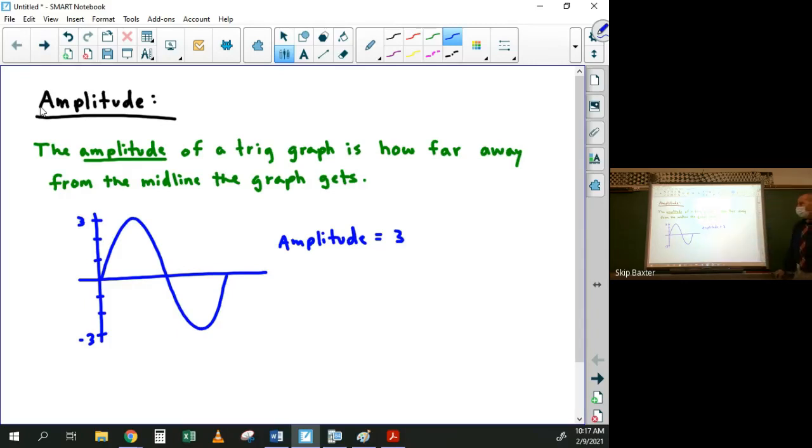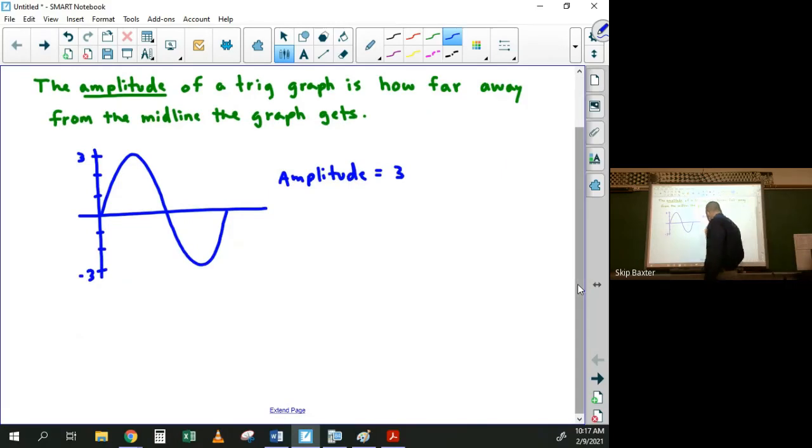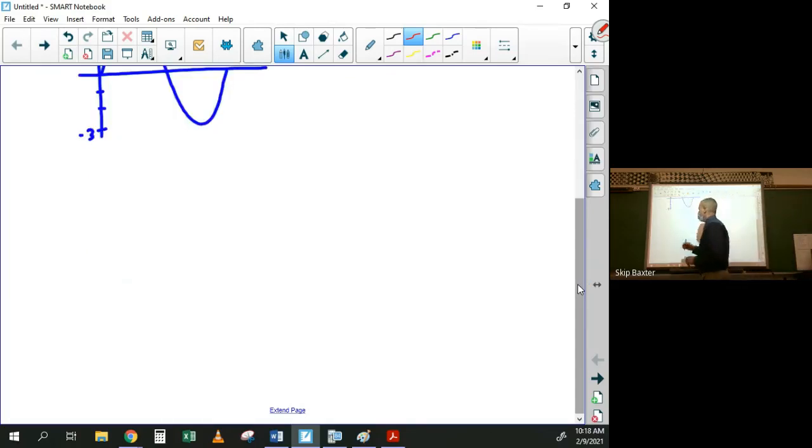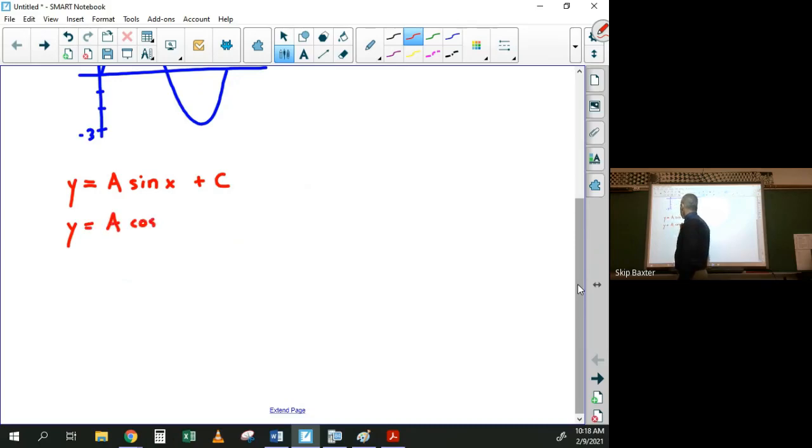Okay? So you can tell what the amplitude is easily from the graph if you can locate the midline, which you should be able to do from yesterday. But from an equation, it's easy to spot the amplitude as well. It's just the number out front. So if you have something like y equals a sine x plus c, or y equals a cosine x plus c.